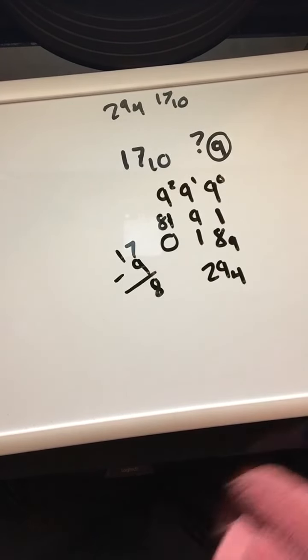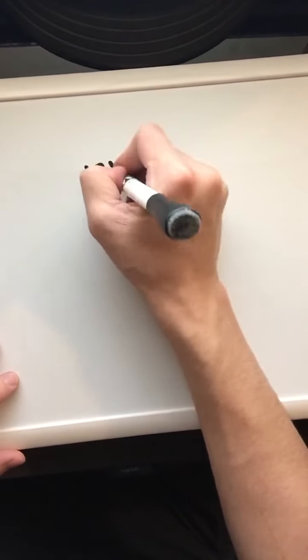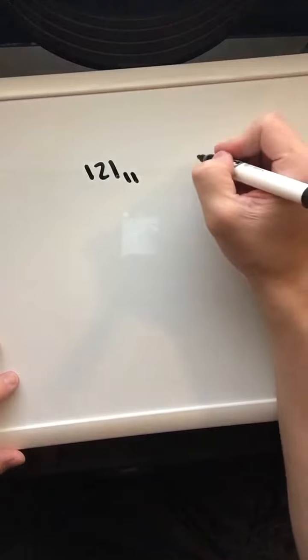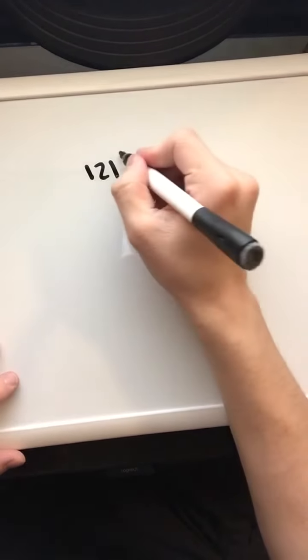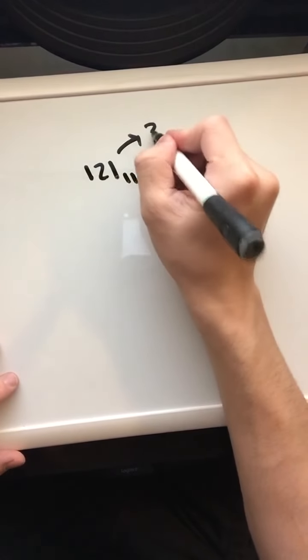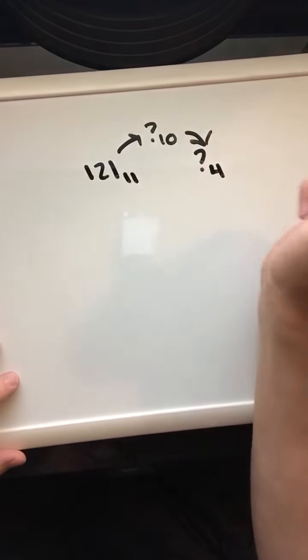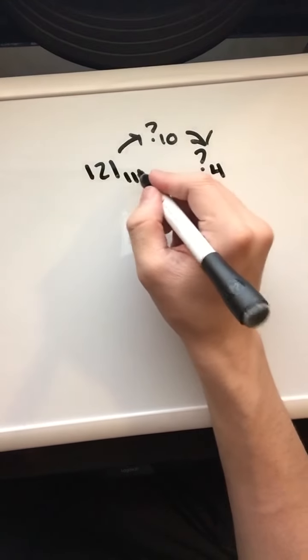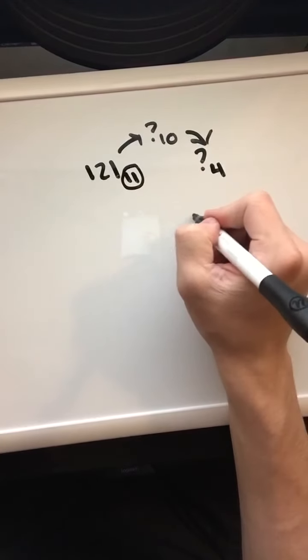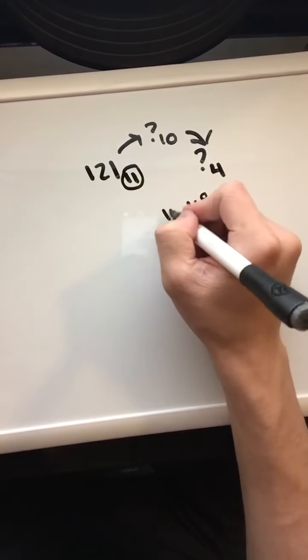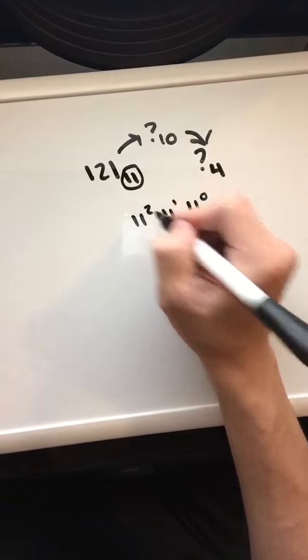Now we'll move to a little bit more advanced problem here. 121 in base 11 to something in base 4. Now to do that, again we have to go through base 10 to get to base 4. Now, since we are going to base 10, we use the number base we are coming from. So 11. 11 to the 0, 11 to the 1, 11 to the 2.